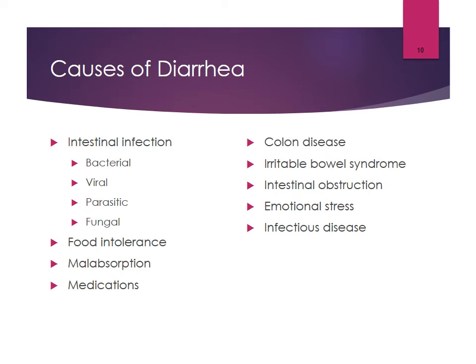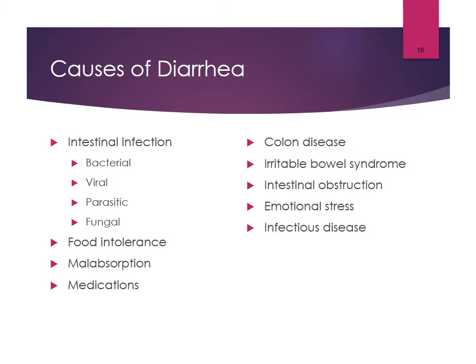So I want to talk again about the causes of diarrhea. Viral gastroenteritis is the major cause of diarrhea in children older than 1 year of age. Rotavirus infection and norovirus are also most common. However, the rotavirus vaccine is now being given to children, so that should minimize that occurrence.